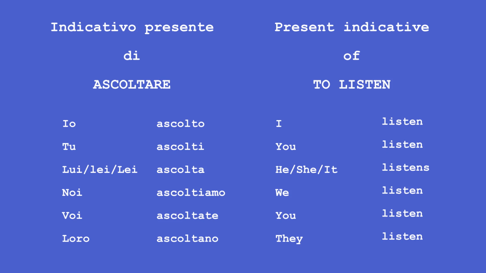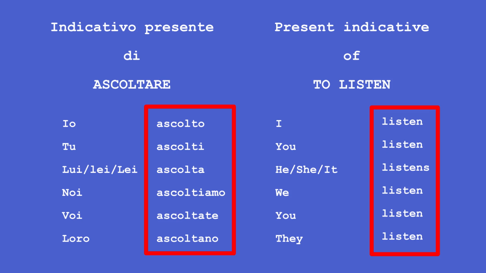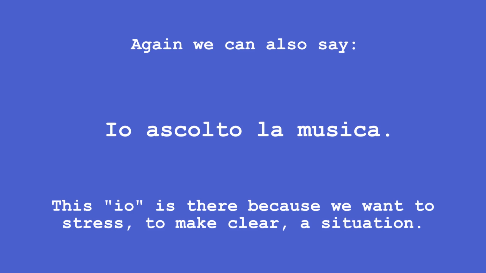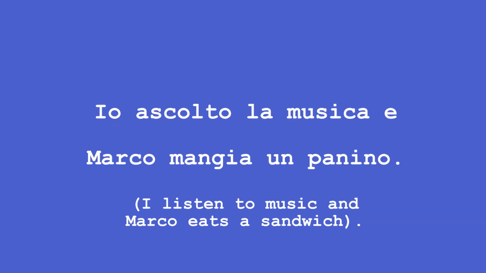Also in this case, the conjugation of the verb to listen is almost always the same apart from the third person singular. The conjugation of the verb ascoltare is always different for each person. I hope this makes clear why we can start a sentence with the verb and we can omit the subject. Again, we can also say io ascolto la musica. This io is there because we want to stress to make clear a situation. Io ascolto la musica e Marco mangia un panino. I listen to music and Marco eats a sandwich.